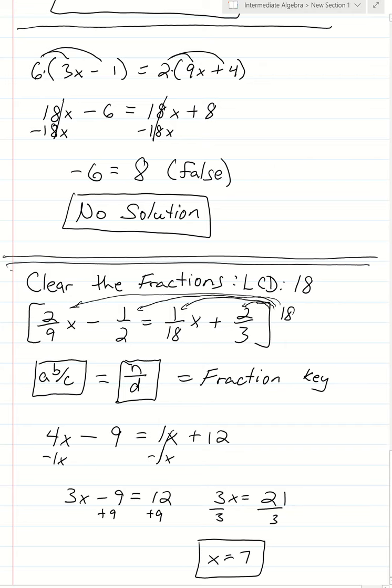Okay, so that is the process of how we can eliminate all of the nasty fractions that we may sometimes find in our equations. So hopefully with some practice, you'll feel a little bit better about doing that. Okay, that completes section 2.1.